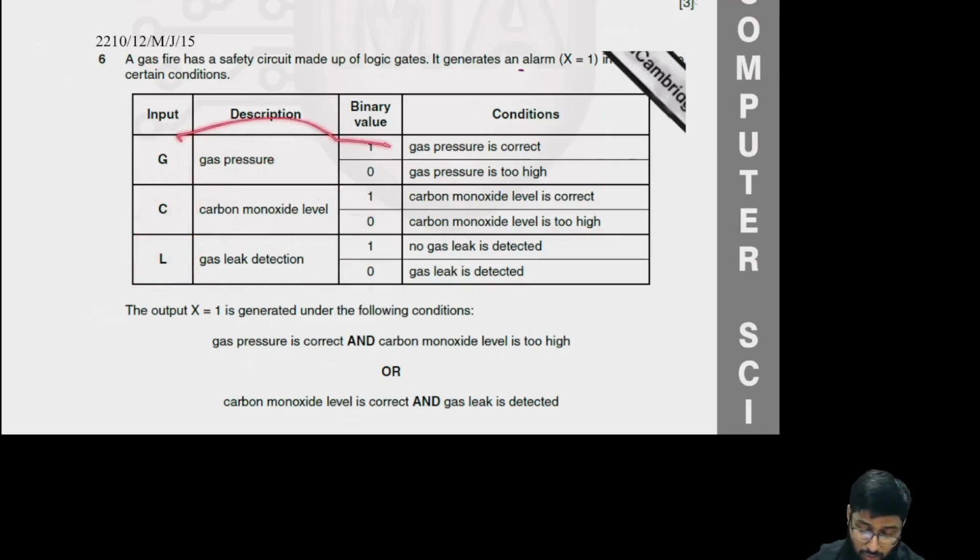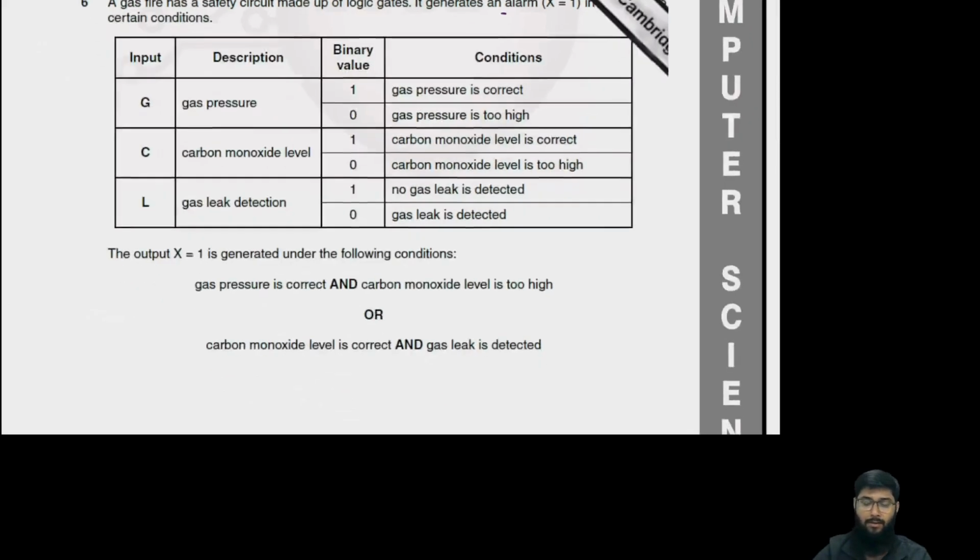Now G is having 2 values, 1 and 0. At what condition the value of G will be 1? If the gas pressure is correct. At what condition the value of G will be 0? If the gas pressure is too high. Similarly for carbon monoxide, if the carbon monoxide level is correct, it will be a 1. Otherwise, if it's too high, it will be a 0. For gas leak detection, no gas leak detected is 1, and if there is a gas leakage, we do have a 0 right over here. So we are given the conditions right over here.